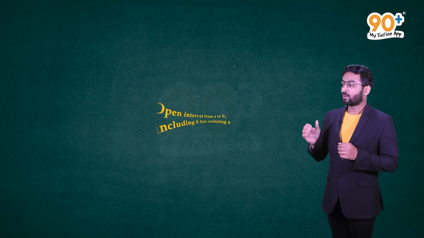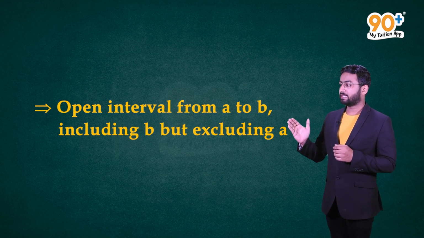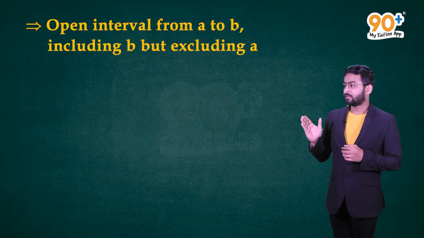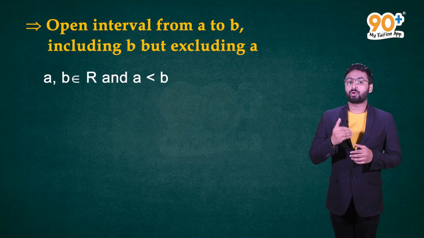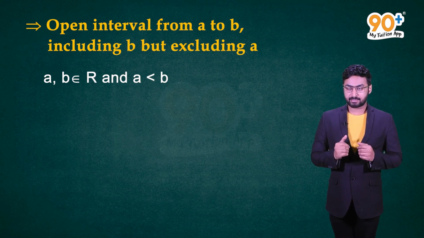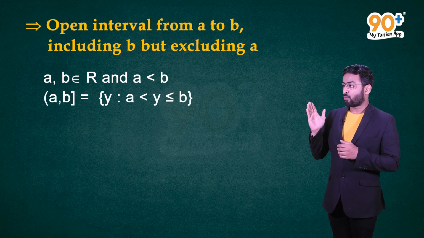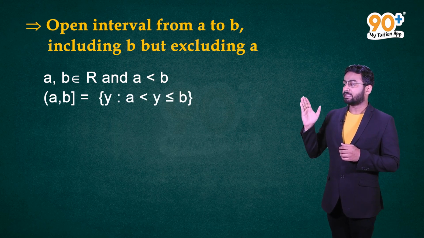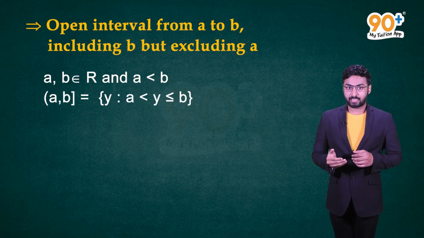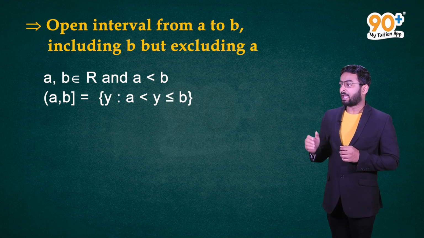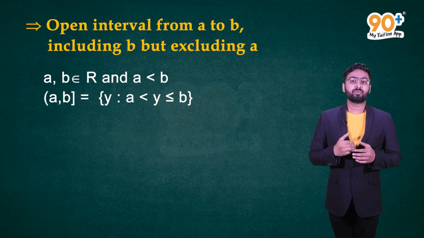Now let us take a look at the second one. Open interval from A to B including B but excluding A. Let A and B belong to the set of all real numbers and A less than B. Then the open interval from A to B including B but excluding A is equal to the set of all y such that A less than y and y less than or equal to B.